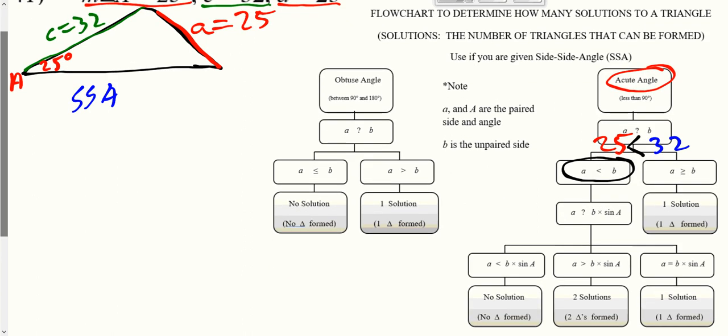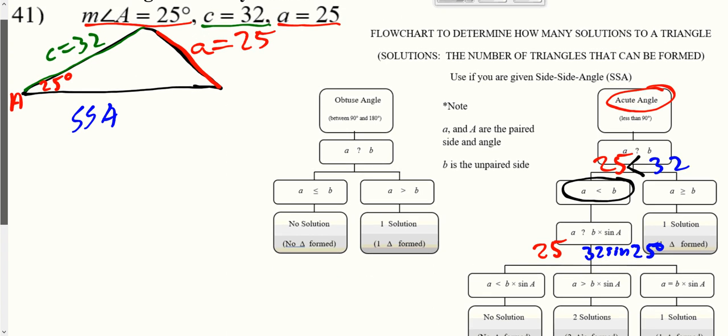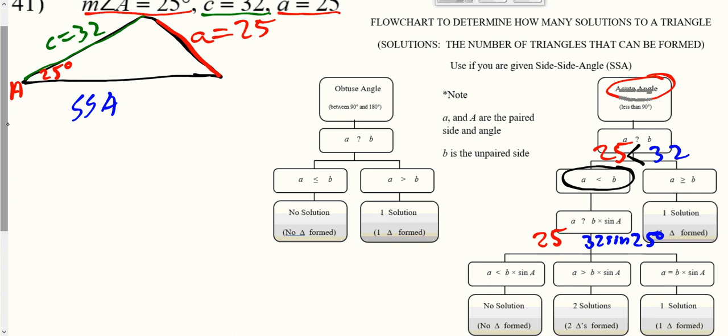So then when we come down here, we need to figure out how our opposite side of 25 is related to our adjacent side times the sine of our angle, which is 25 degrees. Did I do that right? They're both 25? Yep, they're both 25, the side and the angle. So if I type the blue into my handy-dandy calculator, 32 sine of 25 is 13.52.